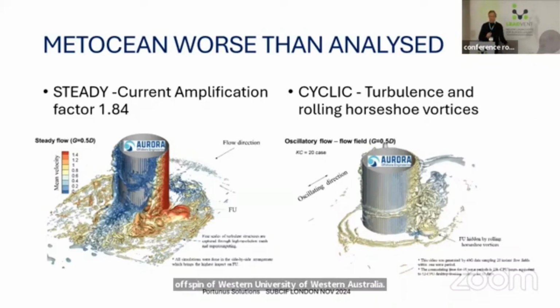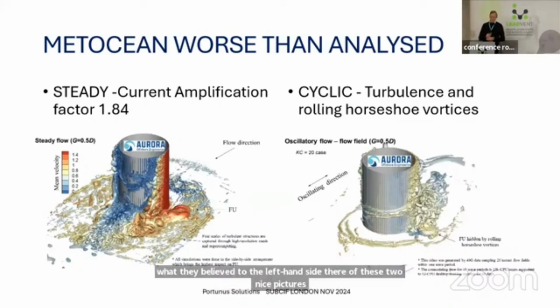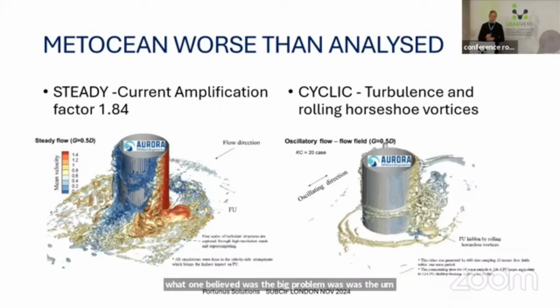And what became the problem for cables in fixed offshore wind was that what they believed, to the left-hand side there of these 2 nice pictures from Aurora here, what one believed was the big problem was the tidal currents. And if we only had the tidal currents being the problem, we wouldn't have had the cable problems, because the tidal shift obviously only happens every 6 hours. But the big issue was that it's actually the waves that give us the problem.